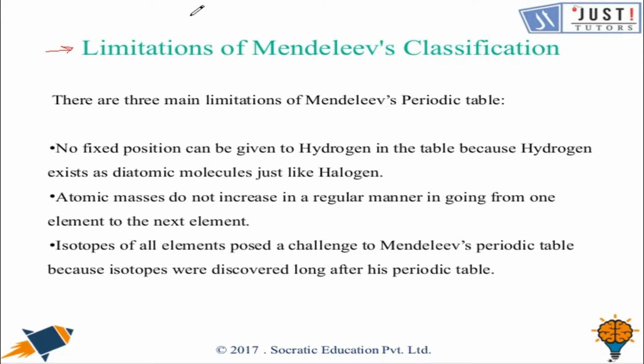Now, as every classification has some limitations, the same is true of Mendeleev's classification. There are three main limitations of Mendeleev's periodic table. We have written them on the slide for your better understanding. No fixed position can be given to hydrogen in the table because hydrogen exists as diatomic molecules, just like halogens. Atomic masses do not increase in a regular manner in going from one element to the next. Isotopes of all elements posed a challenge to Mendeleev's periodic table because isotopes were discovered long after his table.